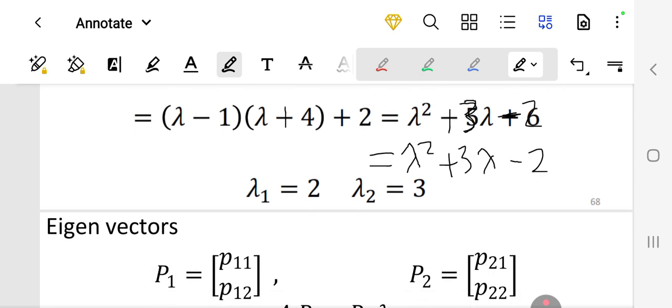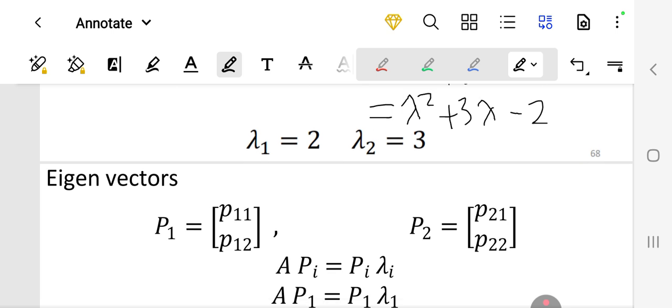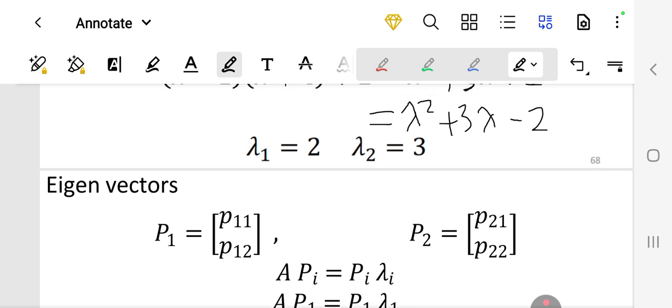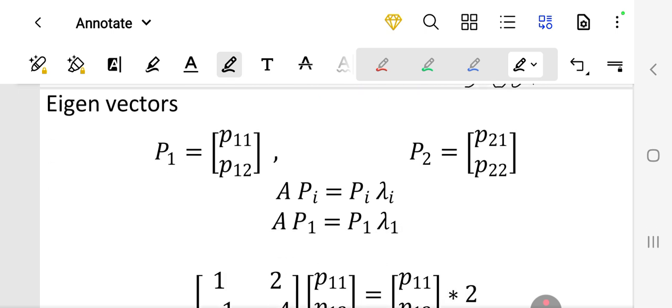Now we obtain the values of lambda 1 and lambda 2. Lambda 1 will be 0.5616 and lambda 2 will be negative 3.5616. These are the two roots, or the two eigenvalues. Now we have to get the eigenvectors.